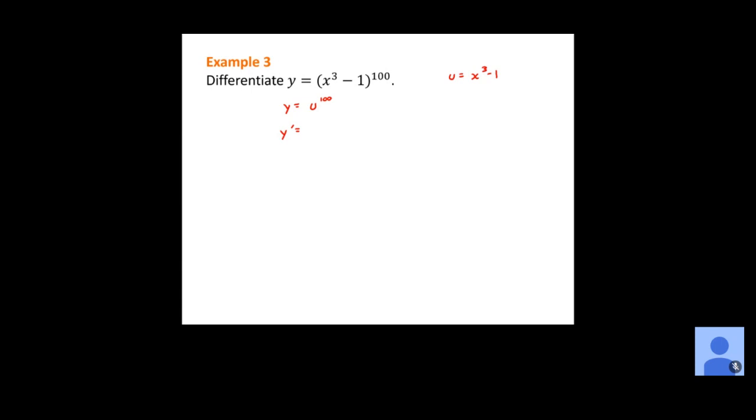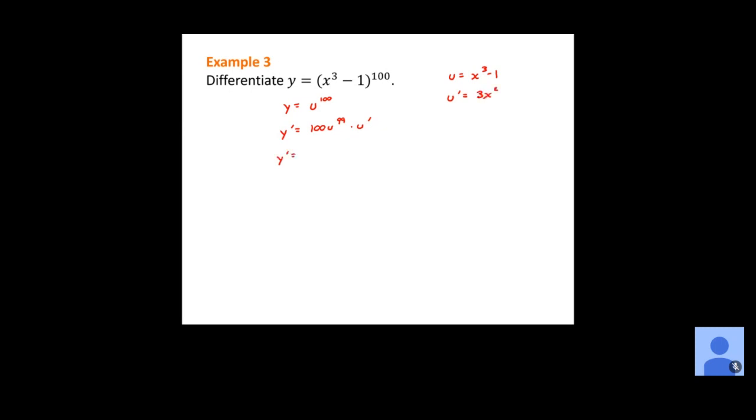Good. 100 u to the 99th power. And again, because it's a chain rule, just don't forget, we've got to multiply that by u prime. Now we find our u prime. So what is u prime going to be this time? 3x squared. Good.